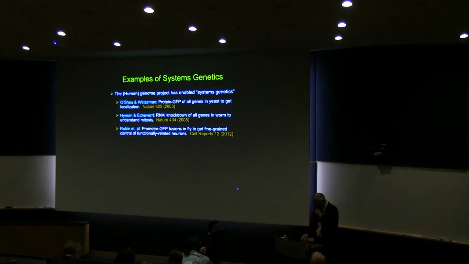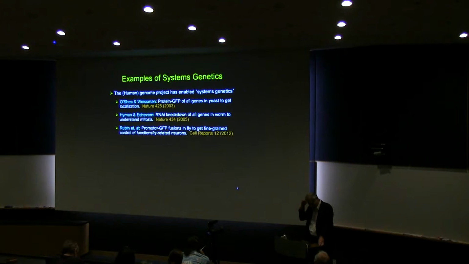The one I'm going to tell you a little more about, and that I was involved in more recently when I was at HHMI, was with Gerald Rubin. We built promoter GFP fusions. These are promoter fusions showing where the gene is being expressed in a fly, to get fine-grain control of every neuron in the fly brain. I'm going to tell you about that one. But you can see these are systematic projects where we're making lots of these transgenic fusions.